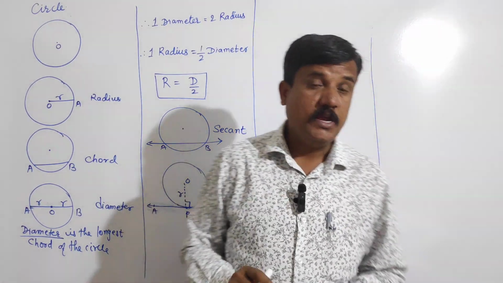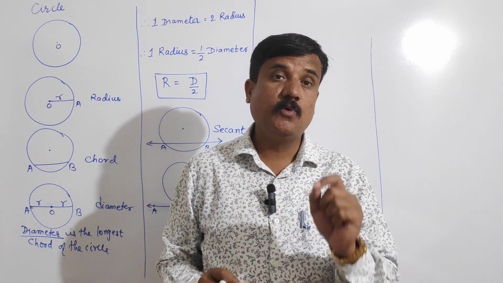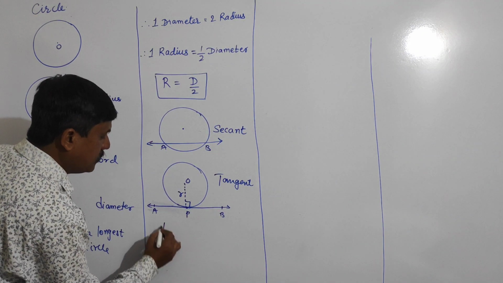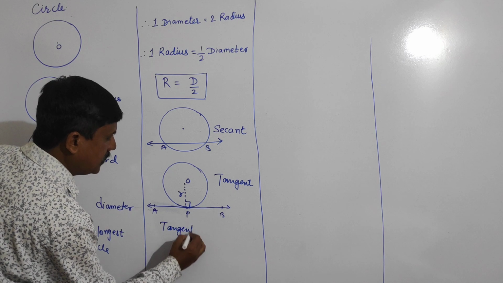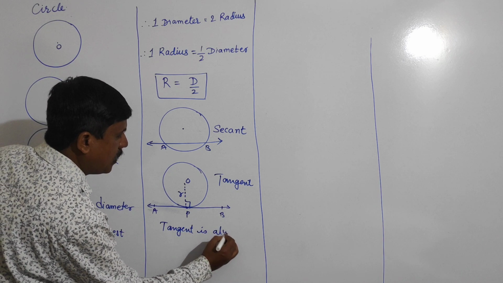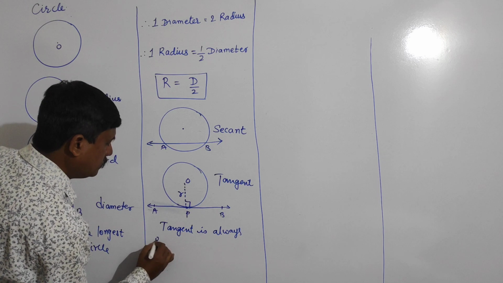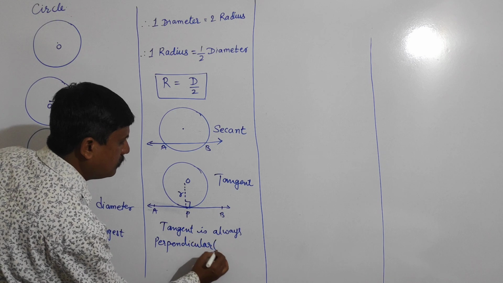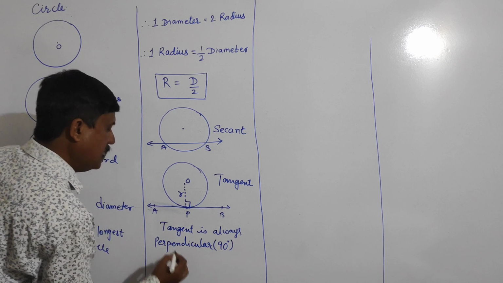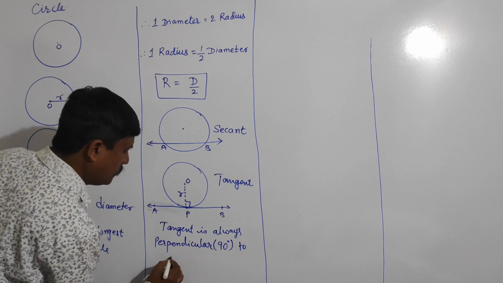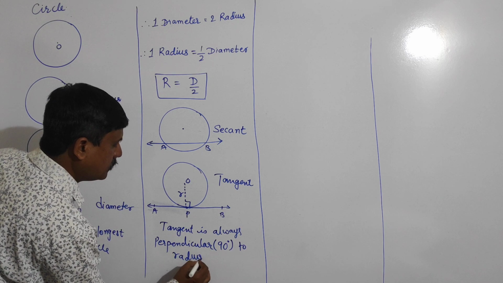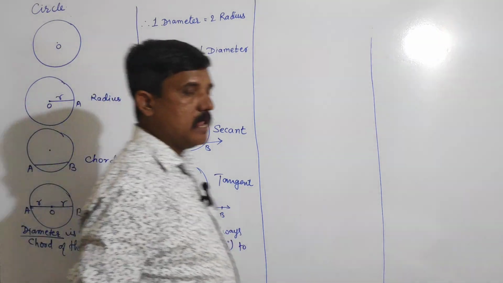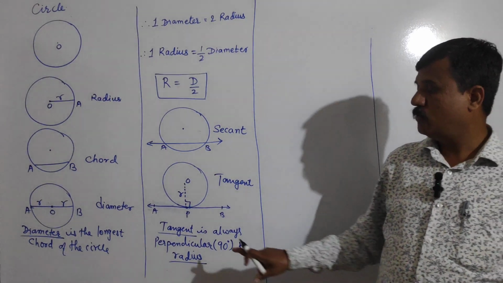Remember that. One more thing. Tangent is always perpendicular to the radius. So note down. Tangent is always perpendicular. What do you mean by perpendicular? It means 90 degrees. Tangent is always perpendicular to what? To the radius. Blank is always perpendicular to blank. Tangent is always perpendicular to the radius, whatever the question may be.